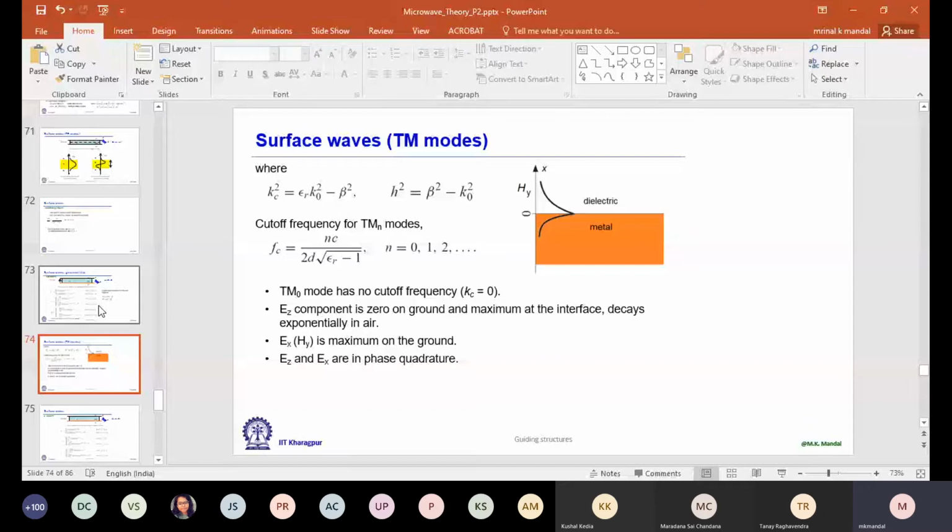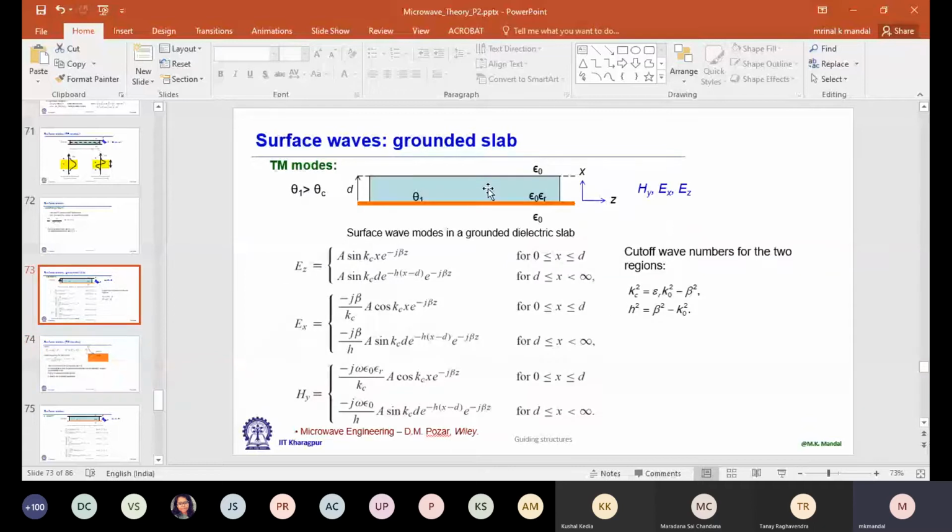But here we are considering the origin on ground plane. Now EZ then, it is in the direction of propagation. So on the ground plane, we don't expect any EZ component. Because you see within 0 to D, it is represented by a sinusoidal term. So at x equal to 0, whatever may be the value of A, it becomes 0. And then it increases sinusoidally, and inside air, it decreases exponentially. It is given by e to the power minus h (x minus t). So it decreases exponentially.